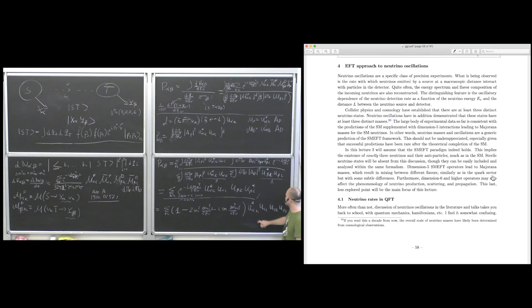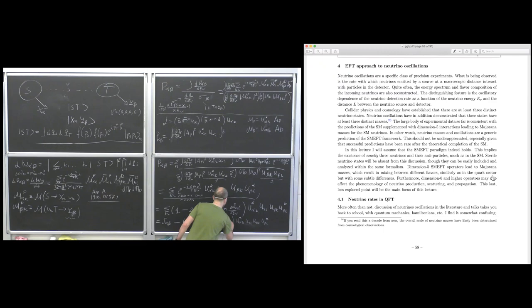We can write it as delta alpha beta minus, and then you have this two sine squared delta m_kl squared l over two E nu plus i sine delta m_kl squared over 2E nu, and then U alpha k U alpha l star U beta k U beta l star. Okay, so that's the formula for oscillation probability, with a little bit I forgot the l here in this sine.